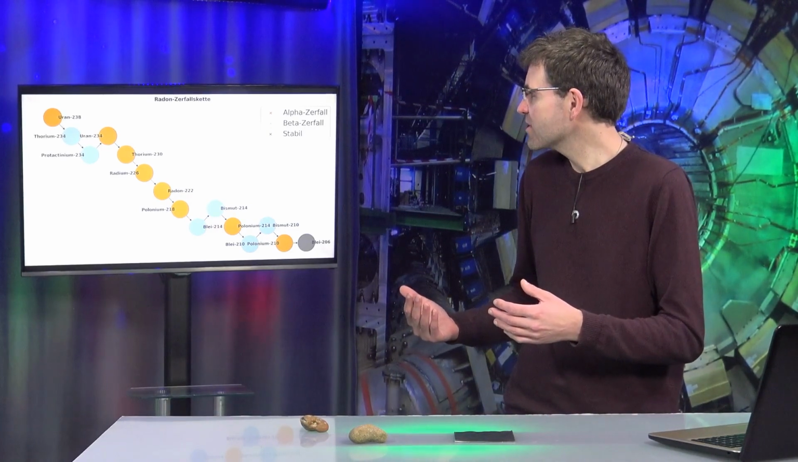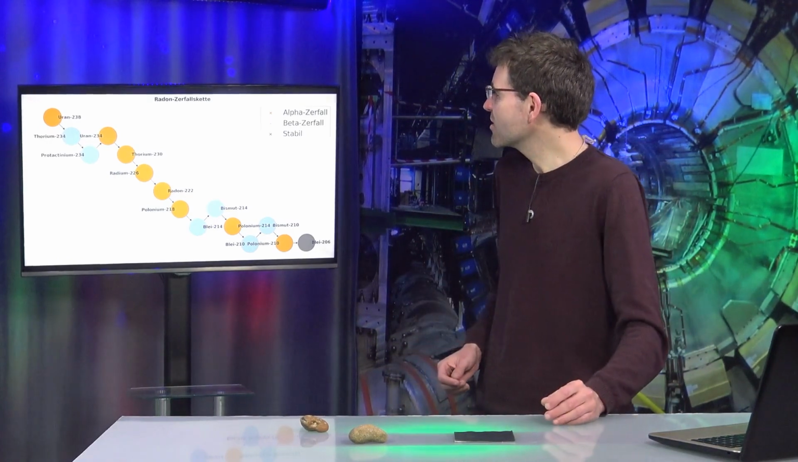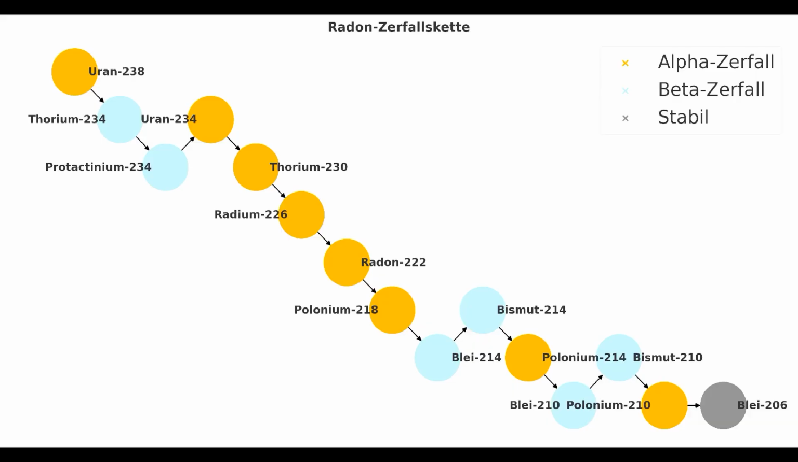That means we are losing mass. This number behind it is the mass number of the atom. And it loses mass because an atomic nucleus moves out, and that's why we are now losing mass to thorium-230, radium-226, radon-222, and so on.